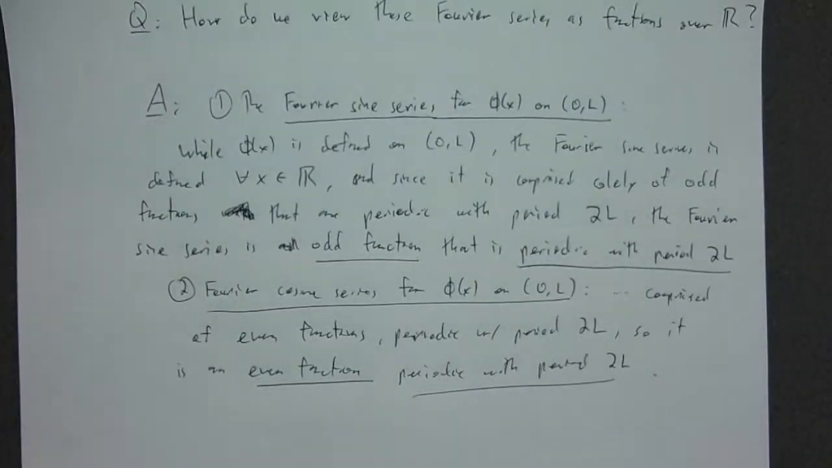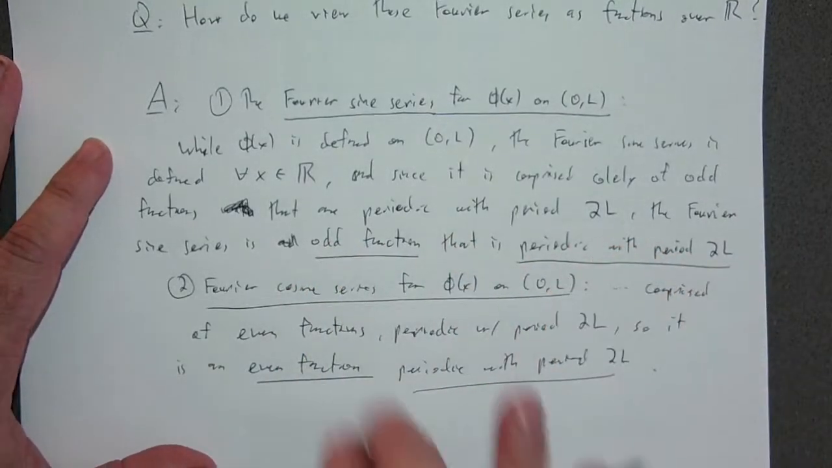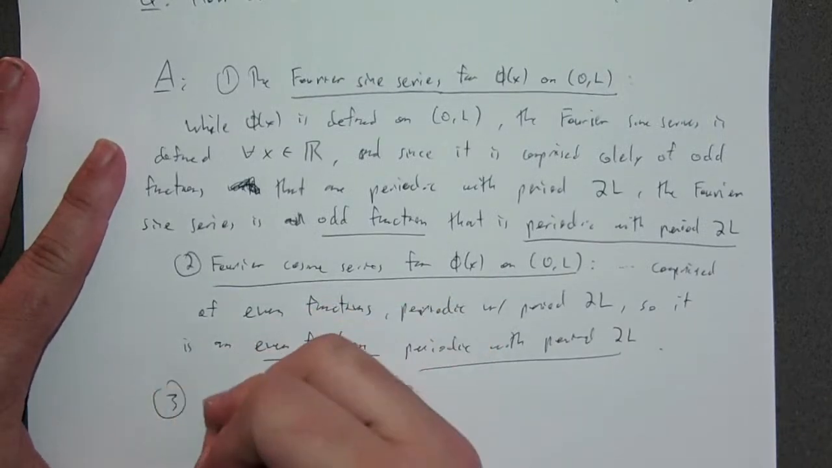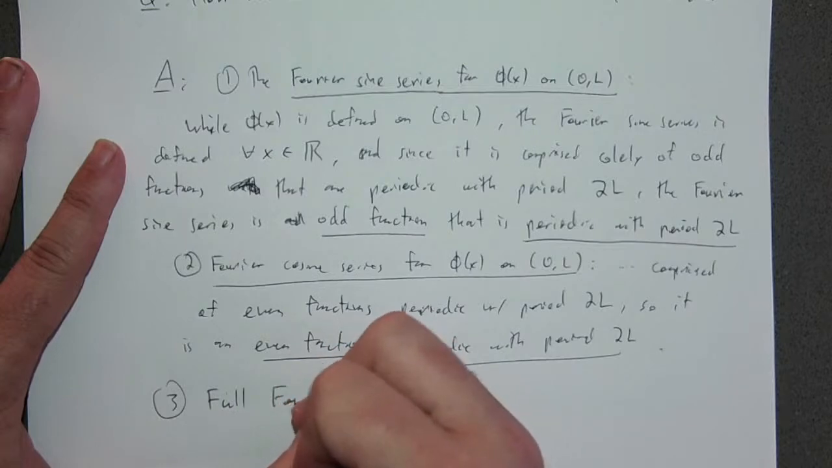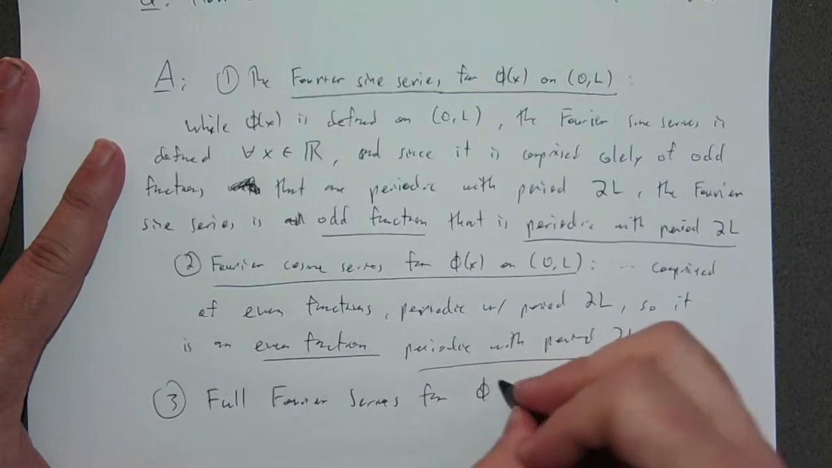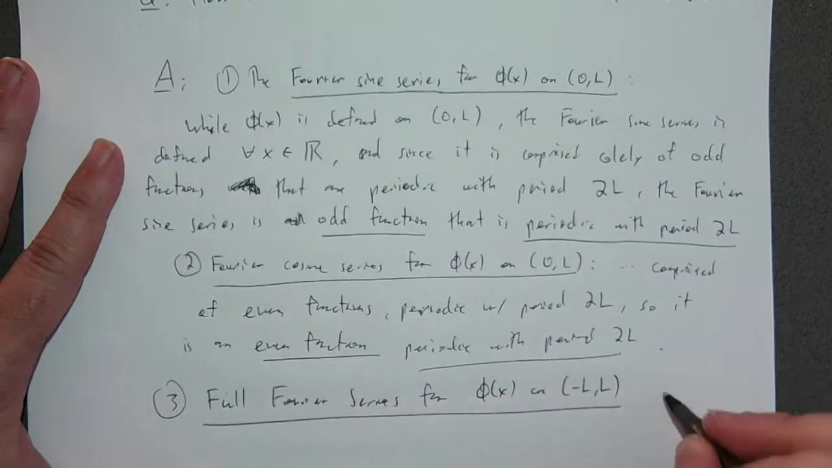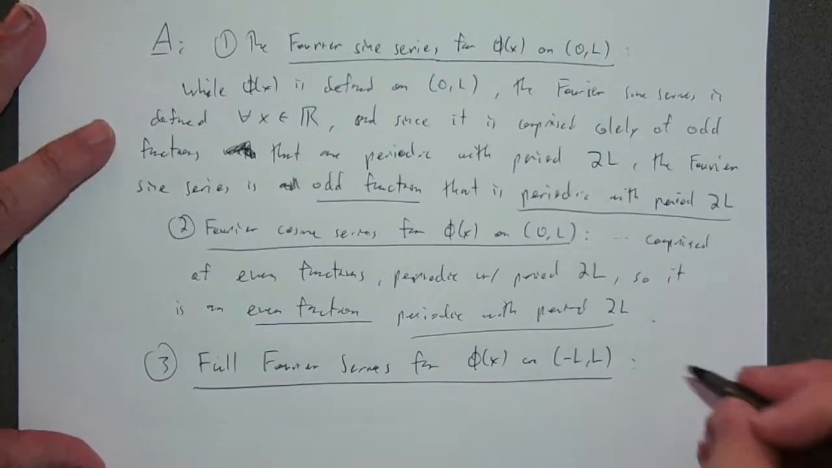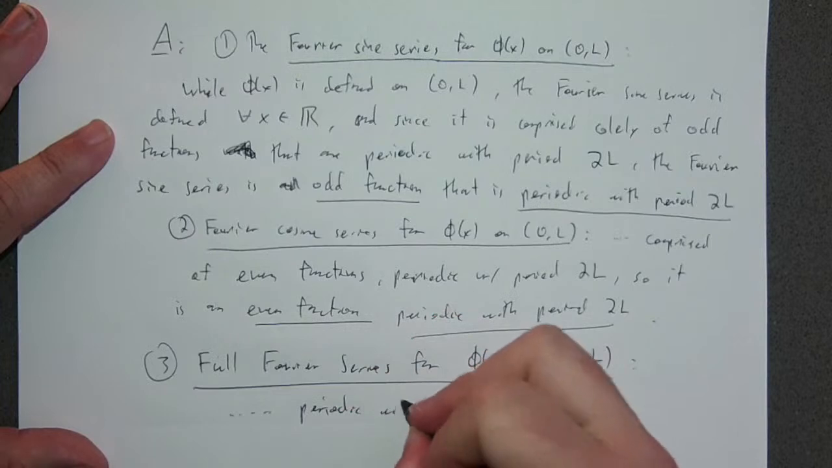Okay. So the Fourier sine series is odd and periodic. The Fourier cosine series is even and periodic. And the full Fourier series for phi of x on minus L to L, it's neither even nor odd necessarily, but what we can say is that it is periodic with period 2L.